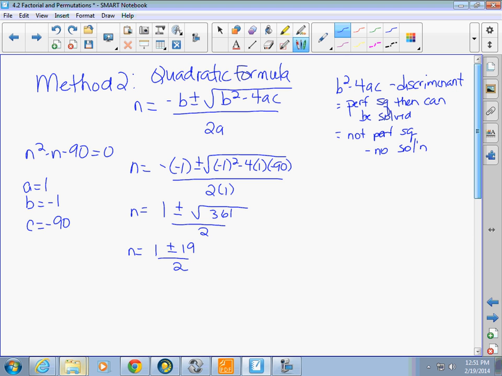So now is when you have your two solutions that you need to solve for. I have n is equal to 1 plus 19 divided by 2, and n is equal to 1 minus 19 divided by 2. So this n is 20 divided by 2, which is 10. This one is negative 18 divided by 2, which is negative 9. So you can see I got the same values, just without factoring. That one, of course, is still extraneous, so n is equal to 10 is still my solution. Okay, so just another option for you for finding that solution.